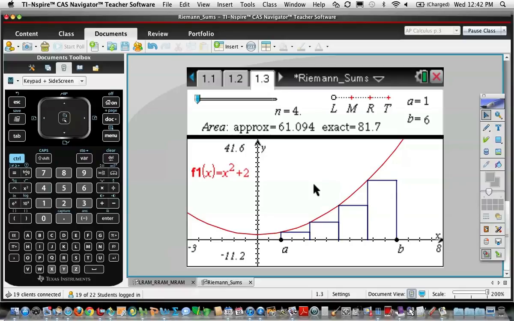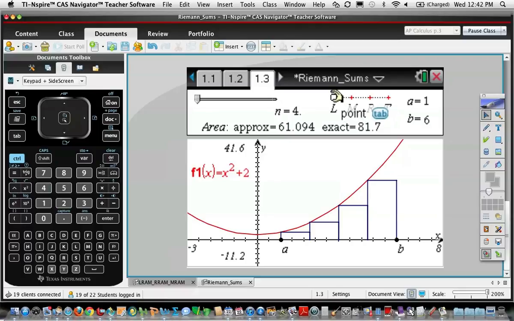The other cool thing you can do with this is drag this little dot right here where the L is, and you can look at midpoint rectangles, and right rectangles, and then trapezoids. Now this was kind of on its own. We're going to talk about rectangle approximations. Now a trapezoid's not a rectangle, obviously, but it's pretty good. It does a pretty good job.